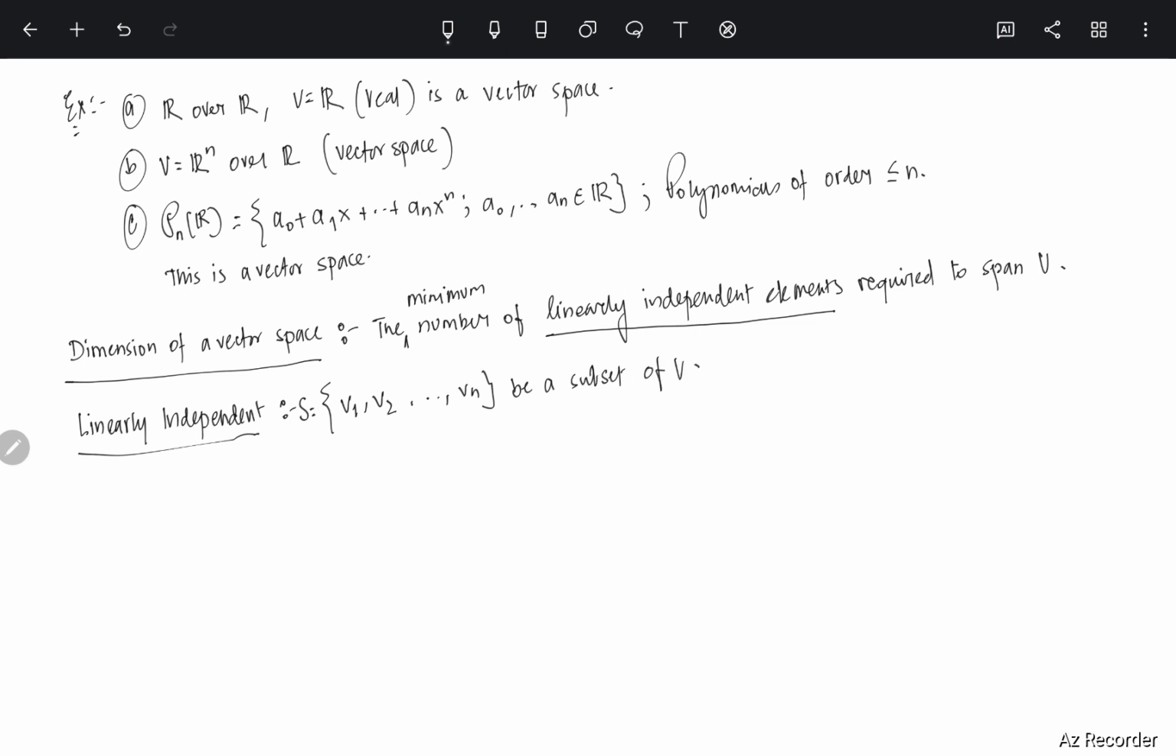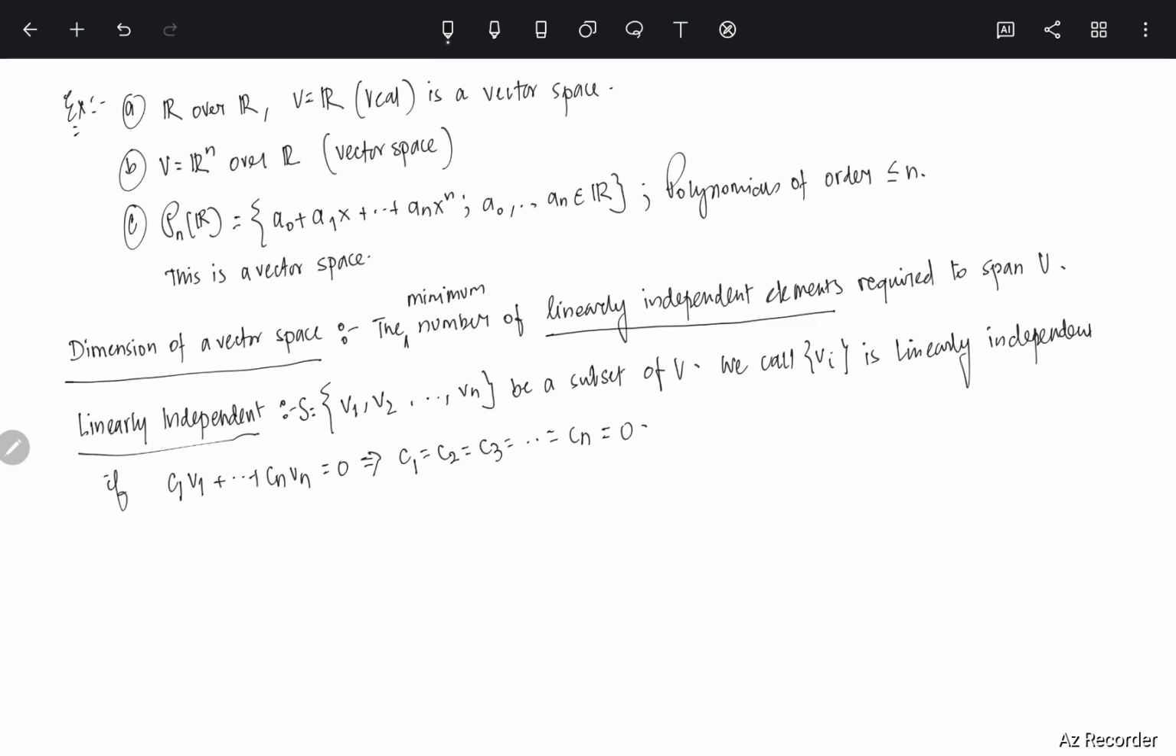Clear? Now we call the set Vi linearly independent when, if you look at the relation C1 times V1 plus ... plus Cn times Vn equals 0, this will always imply that every Ci, that is C1 equals C2 equals C3 equals Cn, has to be 0.